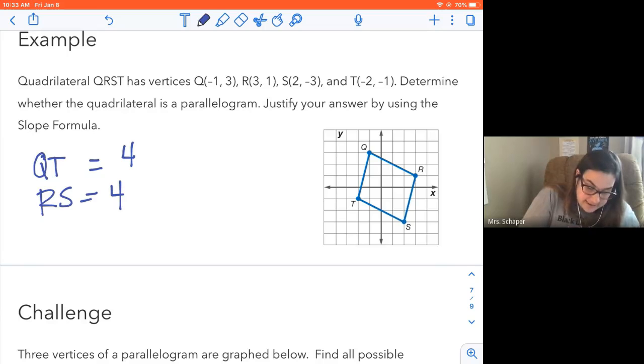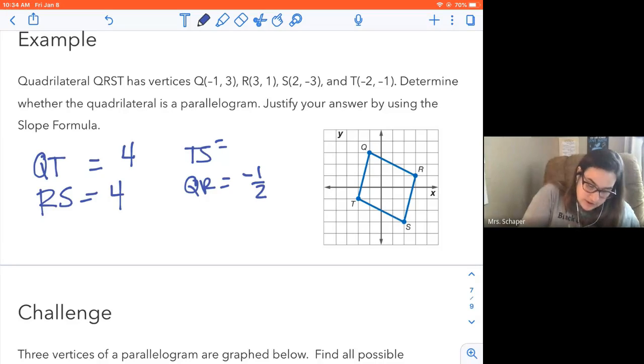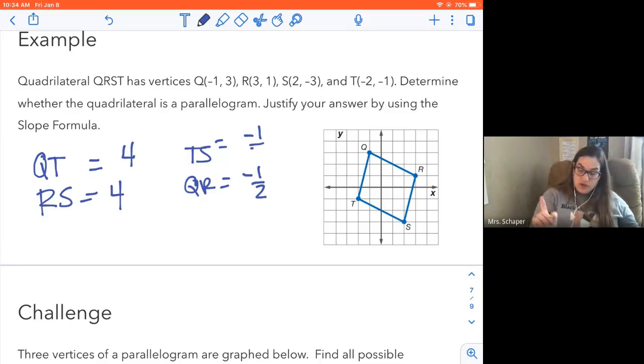All right. The slope of TS and the slope of QR also have to match in order for this to be a parallelogram. So TS has a slope of -2, or -1/2, I'm sorry. And the slope of QR is down 1, 2, is also -1/2. So we use slopes, okay?